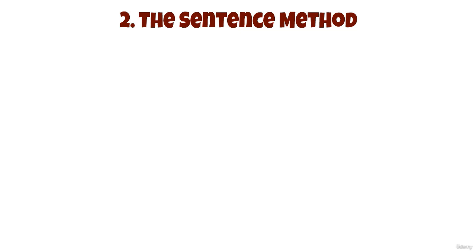The sentence method is very similar to the acronym method. In the same way that we remember a list by forming an acronym, we can create sentences to remember useful pieces of information. Here's how the sentence method works.